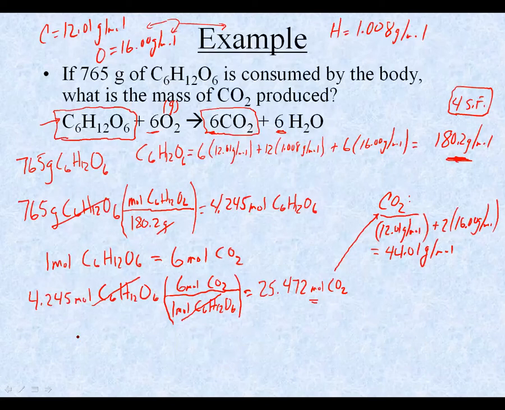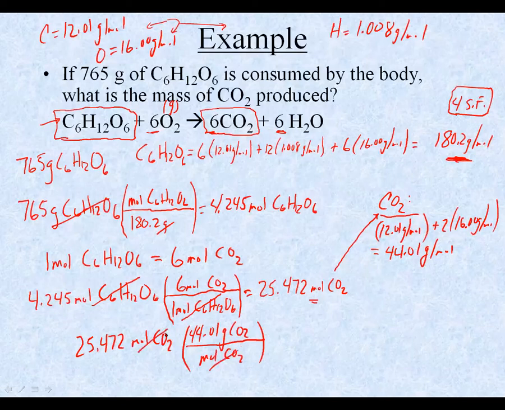So we're going to take our number here from above, 25.47 moles of CO2. We're going to multiply it by the molar mass, which is 44.01 grams per mole of CO2. The moles of the CO2 will cancel, and the answer we get when we do this is 1121 grams of CO2. In this case, any questions on that first off?